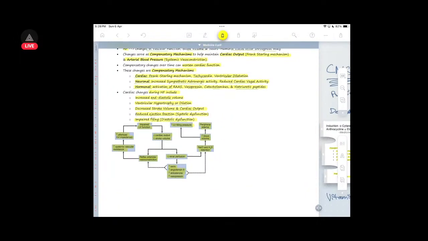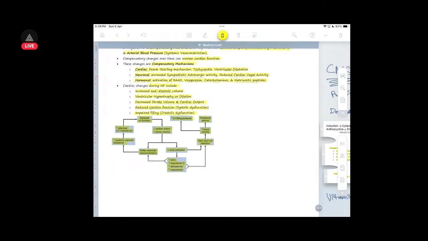So that is the thing. Left ventricle will become hypertrophied and dilated. Then you have decreased stroke volume and cardiac output. Ejection fraction will be reduced, systolic dysfunction, and filling of diastolic blood will be impaired. High end diastolic volume will be there. End diastolic volume will be very high.